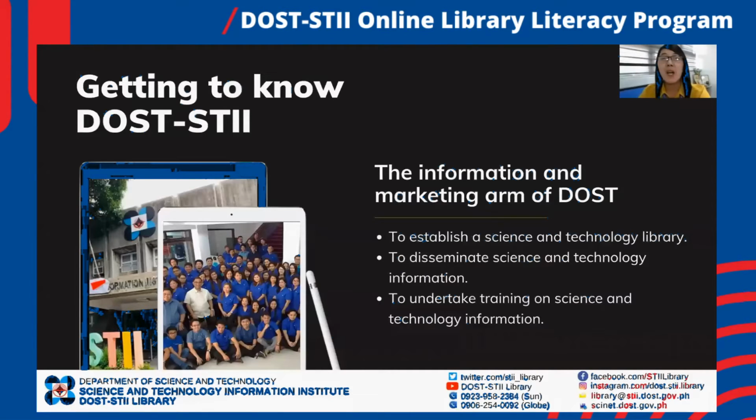We have three mandates. We are mandated to establish a science and technology library. So that's DOST-STII library. Next is to disseminate science and technology information. We disseminate S&T information in all formats. Through prints, we have our own publications. We also do broadcasting and press releases, and through social media as well as mobile applications. So we will identify them all on the next slides. And lastly, to undertake training on science and technology information, we conduct free trainings and webinars. So just follow our social media accounts for announcements.